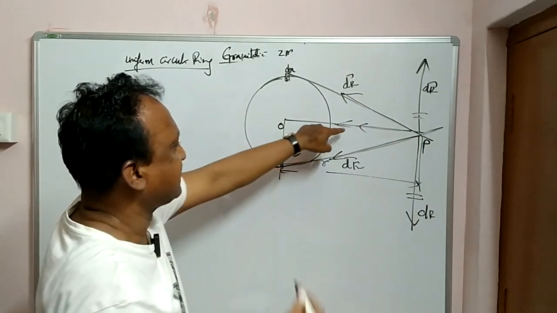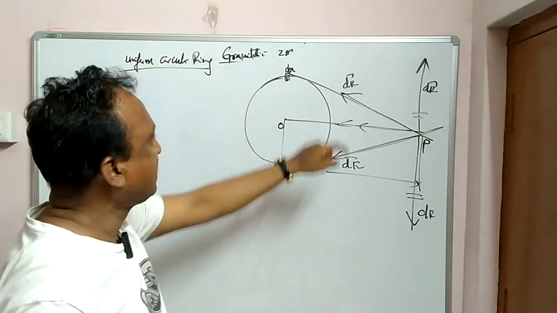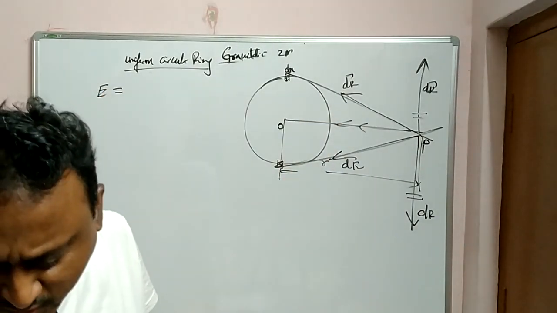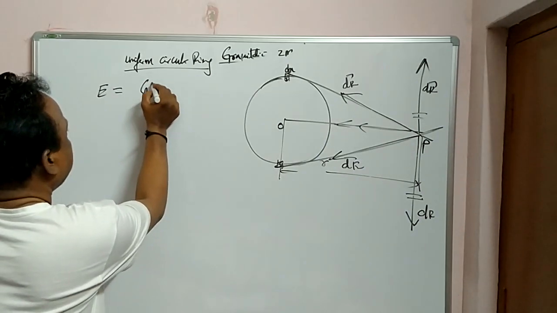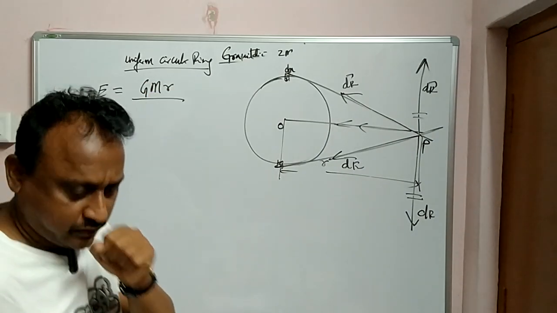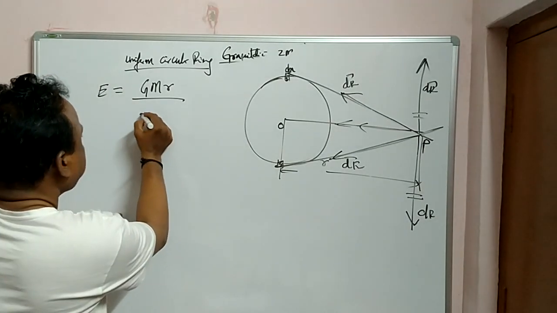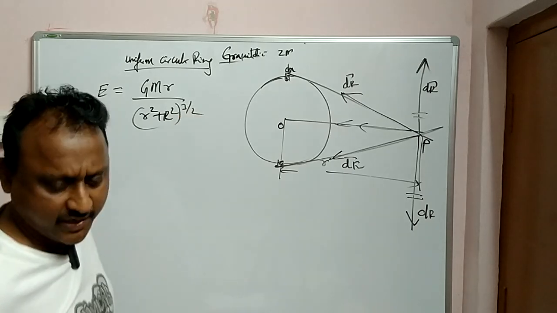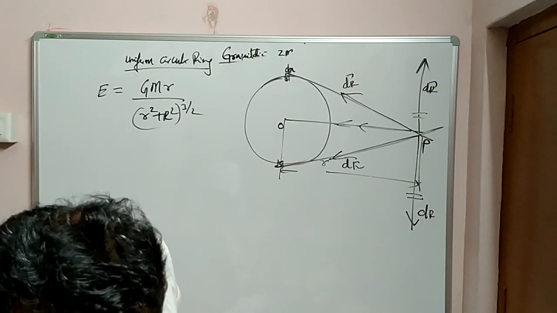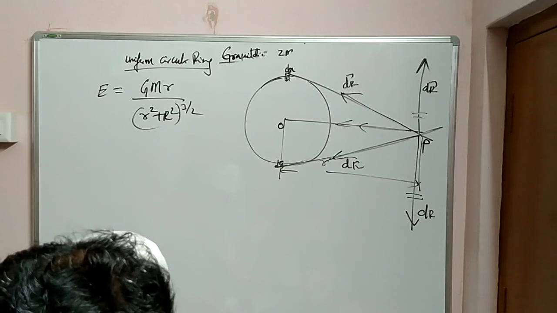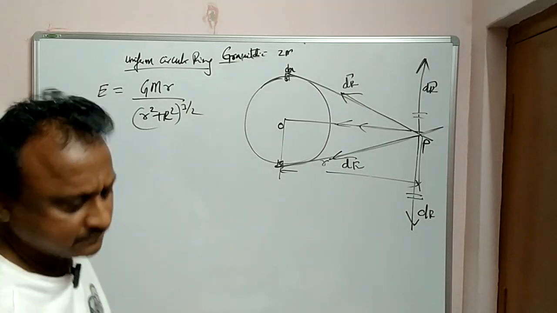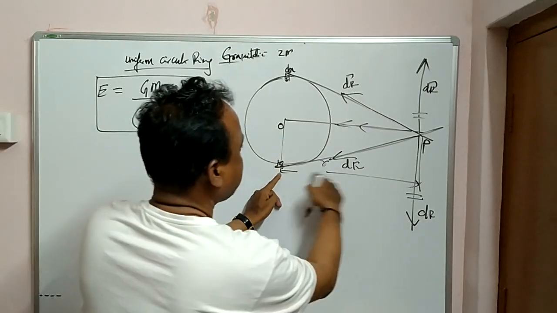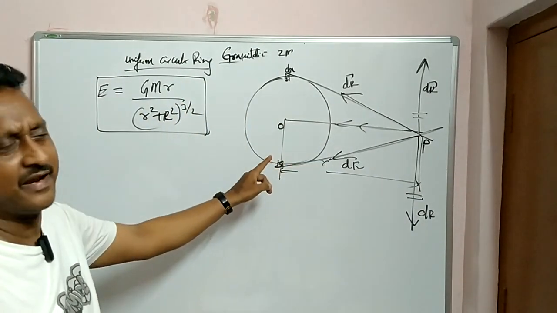So add up, and the net will be in this direction. So for this, how will you get the value of E? Gravitational field. We have a formula, please note it down: G m small r by r square plus capital R square power 3 by 2. So this formula, please remember it, where small r is the distance from the center of the uniform circular ring.